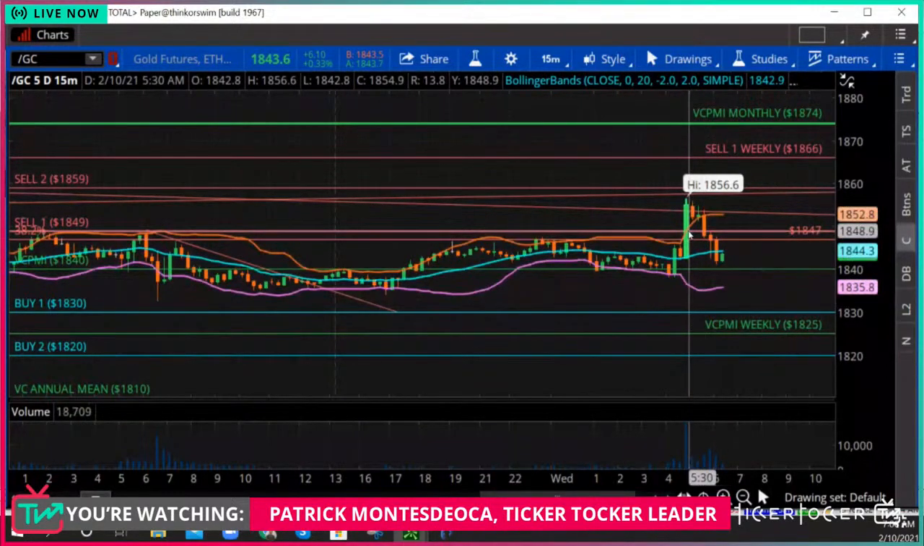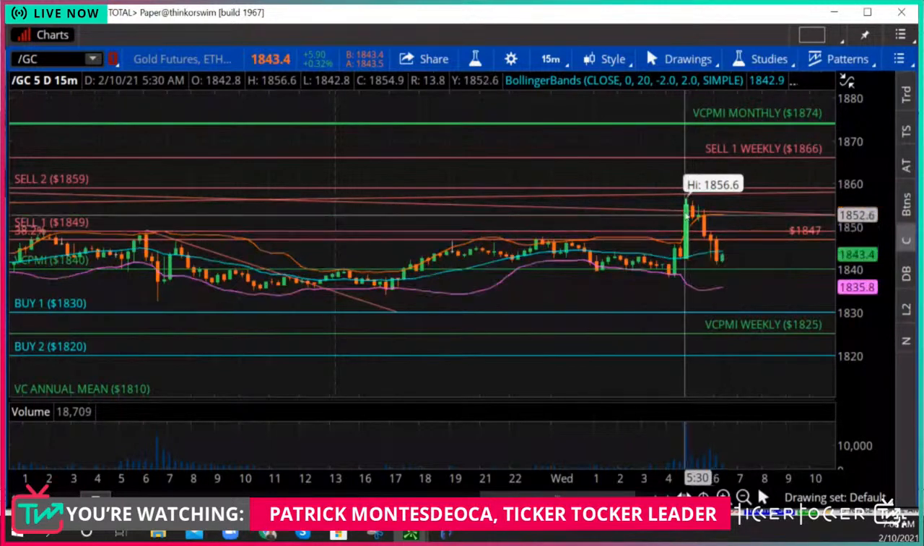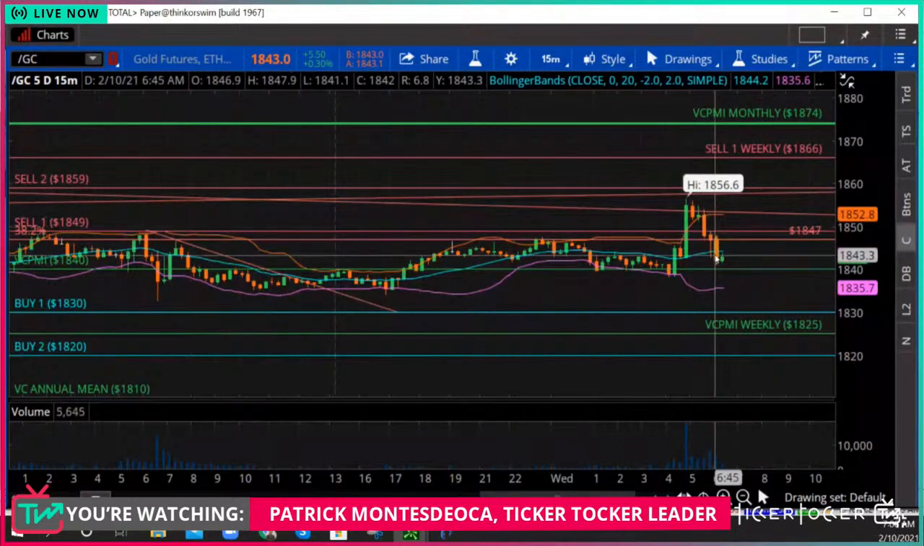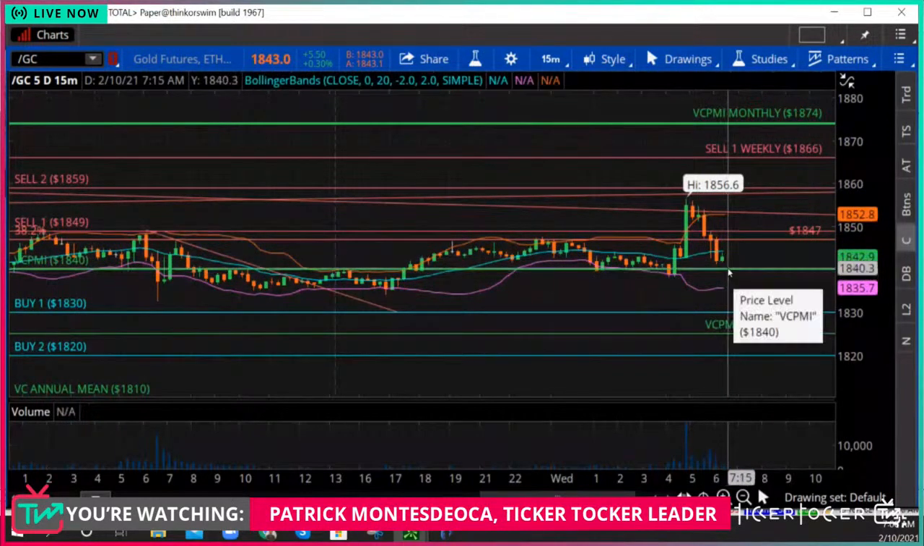Remember that the mathematical probabilities that the VCPMI identifies up here, it's telling you this is a 90% probability that if the market does not follow through, identifies the sellers, comes down to close below, you're getting a 90% probability of a reversion to unfold. And that's what's happening right now. And the initial target is 1840.